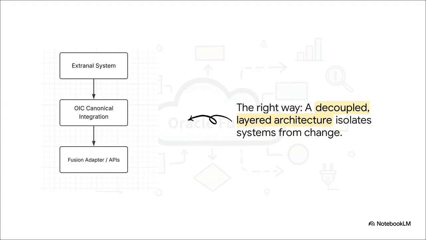And this beautiful image illustrates our final principle perfectly. Decouple your systems. Instead of that tangled point-to-point mess we saw earlier, you build a clean, layered architecture. An external system talks to a canonical integration layer in OIC. You can think of that layer as a standardized, common language for your data, which then talks to Fusion. What does this mean? It means if a Fusion API changes down the road, you only have to update one small part of your integration, completely protecting the external system from that change.